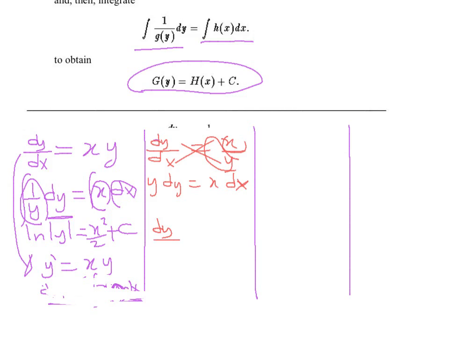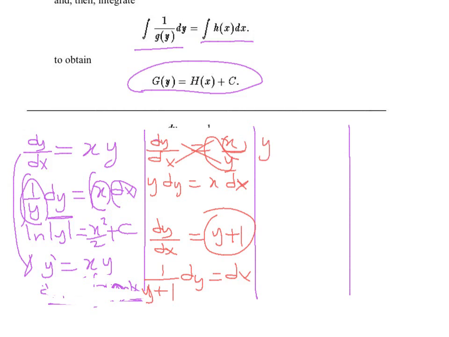Another example is this. This is also separable. You see, when the right hand side is a function of y only or a function of x only, then it must be separable, because there is nothing really to separate. So it must be separable. You can bring this to this side, 1 over y dy, leave this side dx, and integrate.